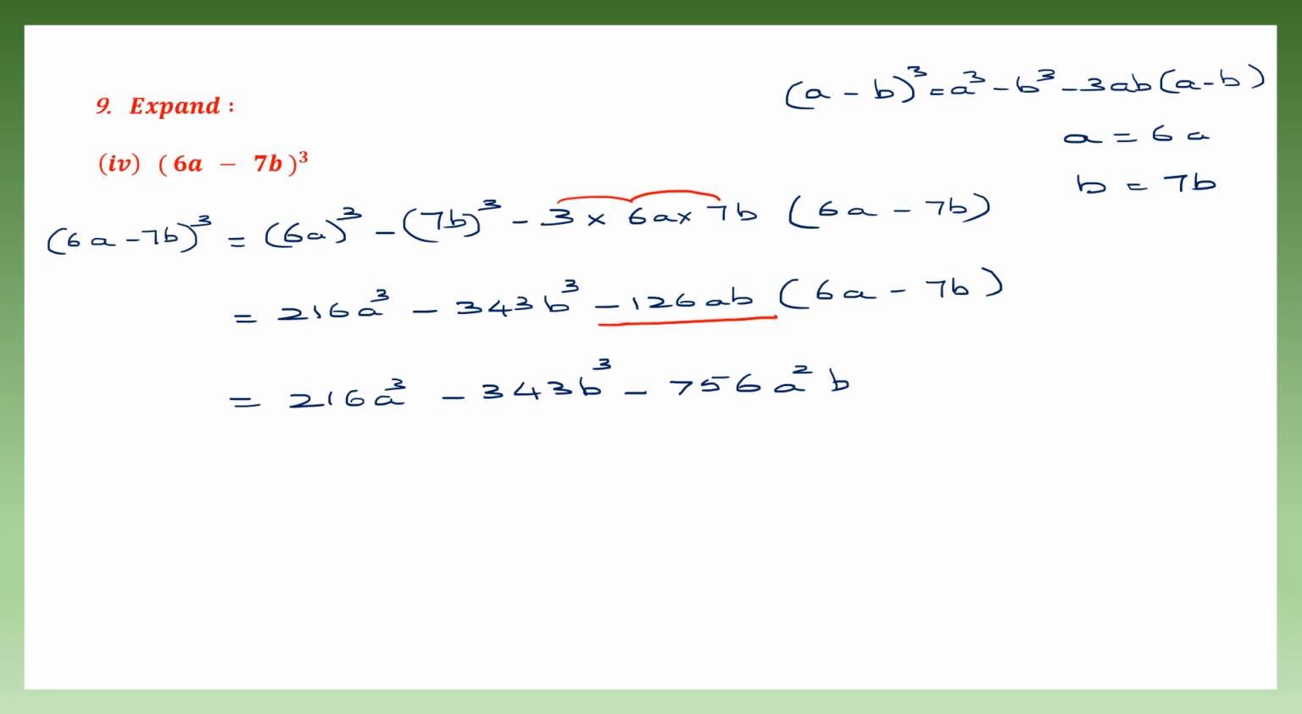Now we're going to multiply minus 126ab with minus 7b. The sign minus into minus is plus. Then we multiply 126 into 7, and that is 882. ab into b. So there's only one a, and b into b is b square. So this is the answer for 6a minus 7b the whole cube.